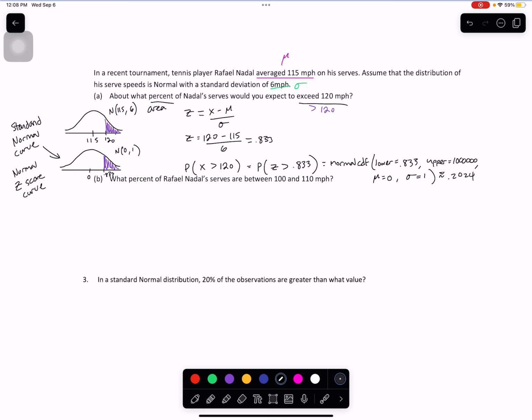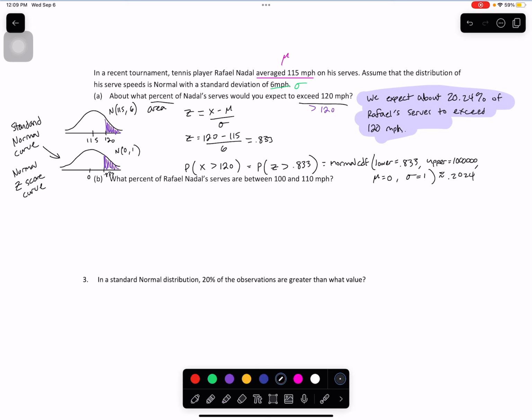When you put this in the calculator, you should get about 0.2024. The question asked what percent of his serves you would expect to exceed 120. We would say we expect about, writing it as a percentage, 20.24% of Rafael's serves to exceed 120 miles per hour. Notice I'm restating the context from what the problem said. You always want to get into the habit of actually answering the question, not just saying numbers.